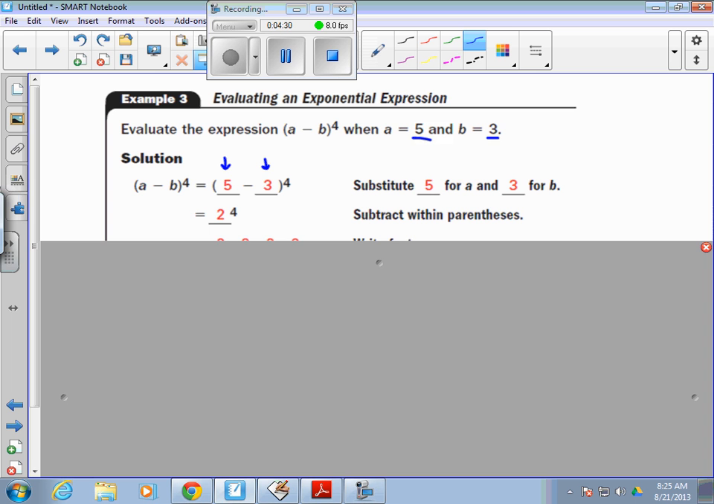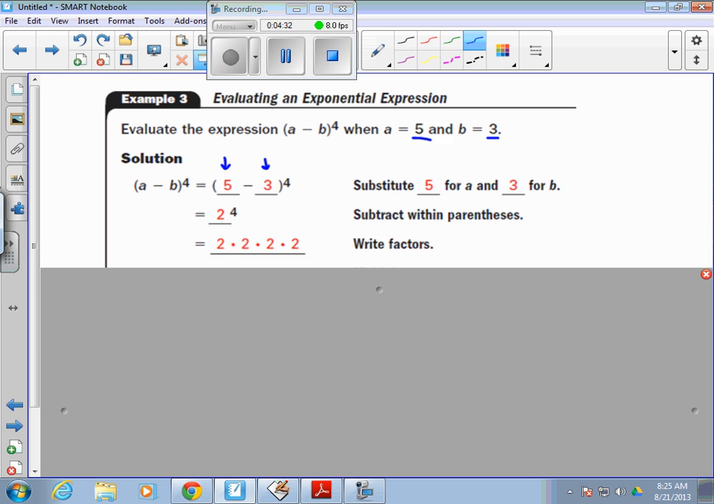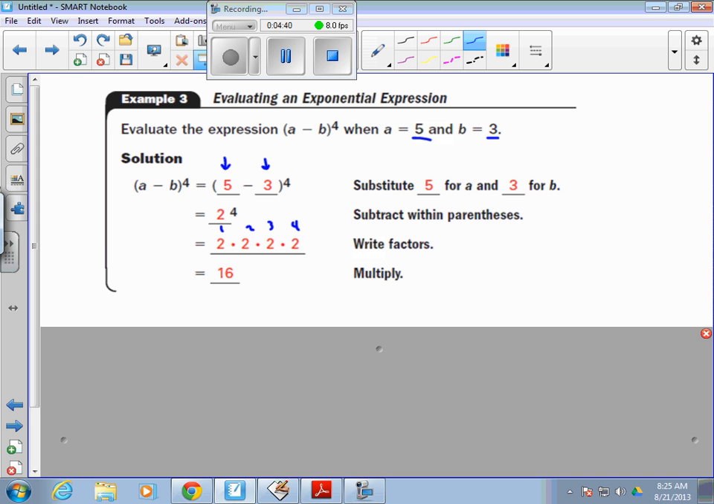Then 2 is being raised to the 4th power, which means 2 times itself 4 times. 1, 2, 3, 4. Raised to itself 4 times. And when you multiply 2 times itself 4 times, you get 16.